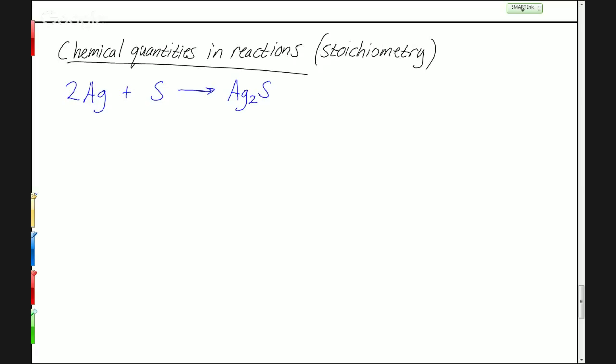Same idea here. We need to have 2 silver atoms react with 1 sulfur atom to make this compound of silver and sulfur. It's just a diagram, but you get the idea. They have to be in that ratio. You can't just have one of these and one of these. So this tells us that depending on how much we want, we can calculate this.